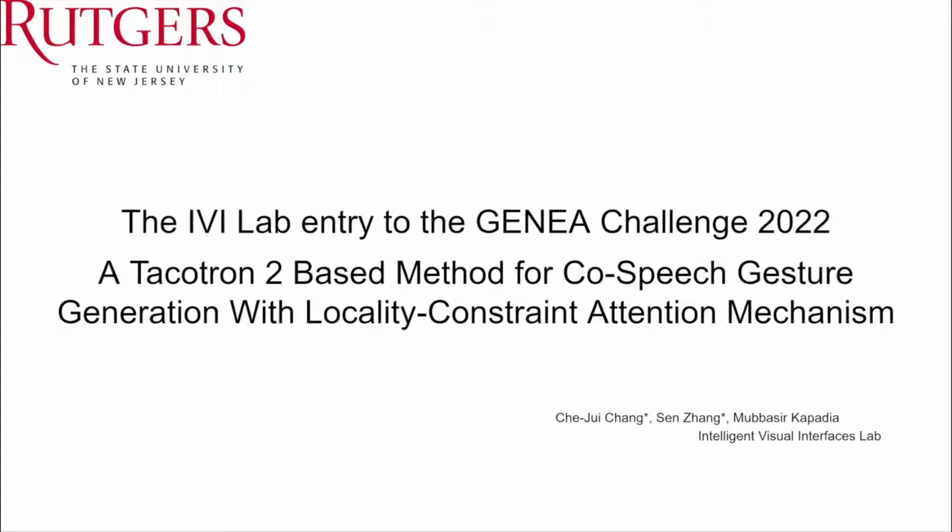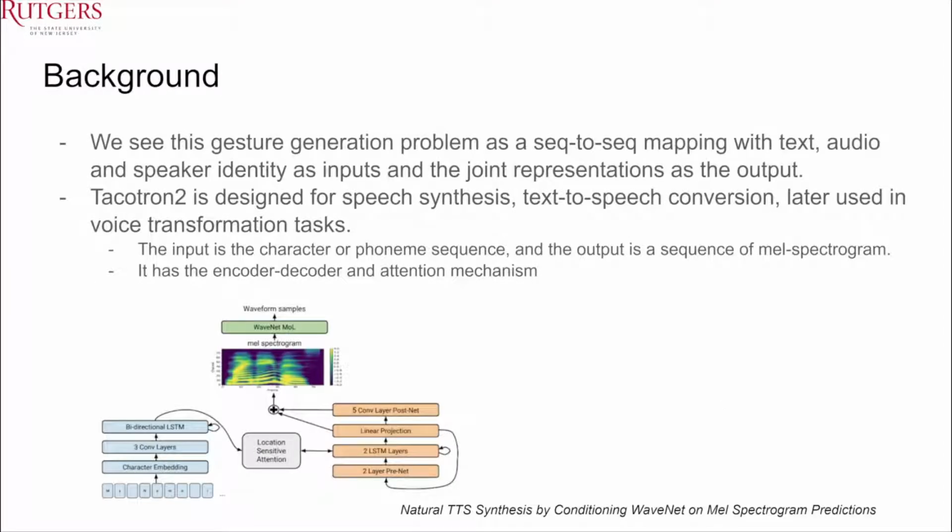I'm presenting our paper, the IVI Lab entry to the GENEA Challenge 2022, a Tacotron2 based method for co-speech gesture generation with locality-constraint attention mechanism. We see this gesture generation problem as a sequence-to-sequence mapping with text, audio, and speaker identity as the input and the joint representations as the output.